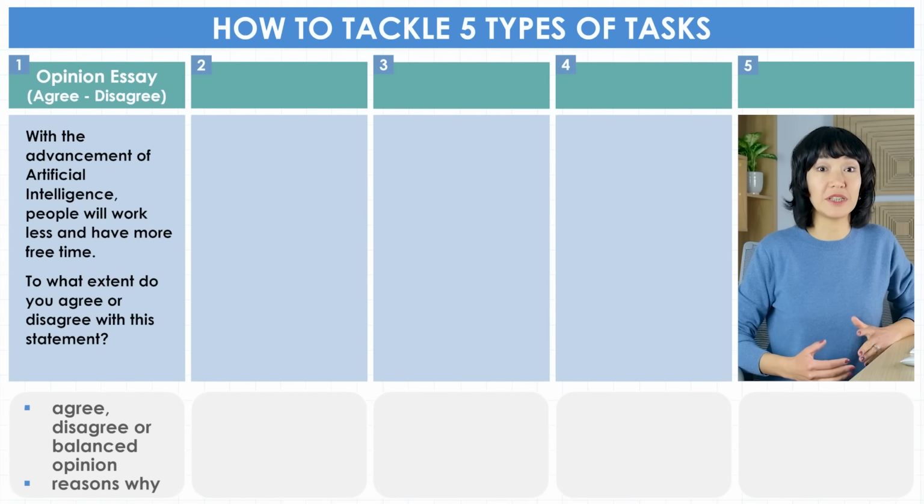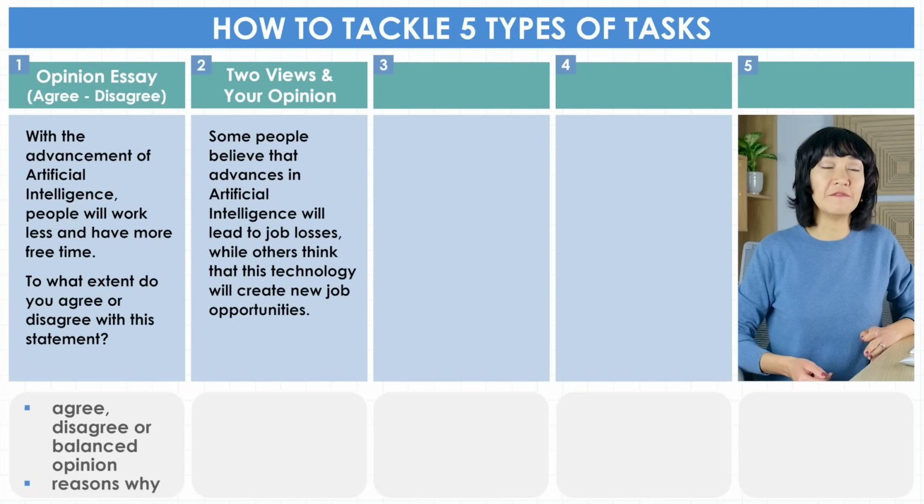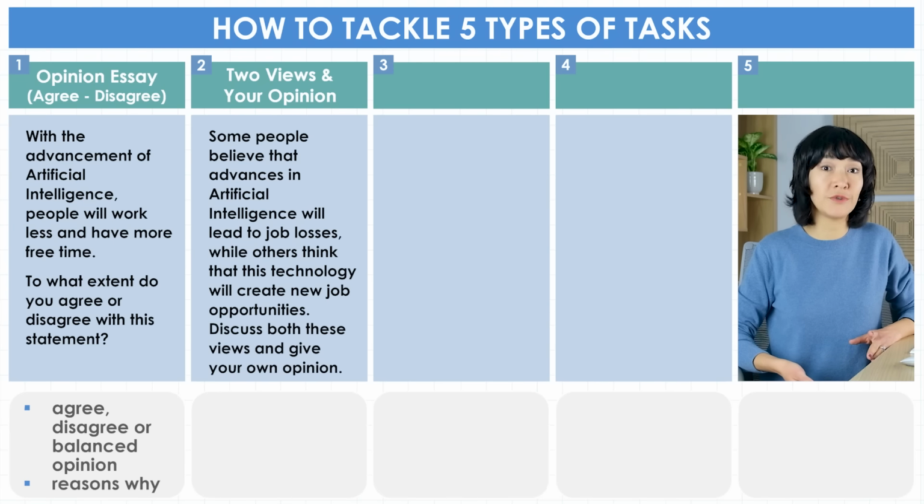The next type is 2 views and your opinion. Some people believe that advances in artificial intelligence will lead to job losses, while others think that this technology will create new job opportunities. Discuss both these views and give your own opinion.